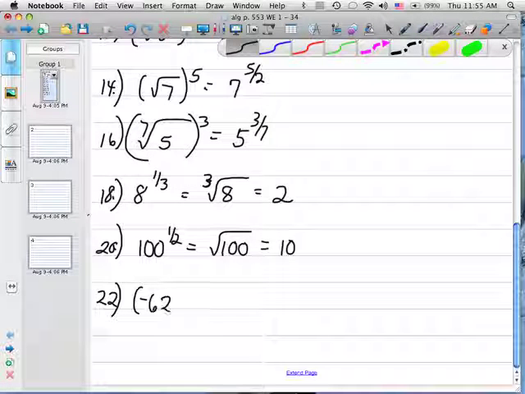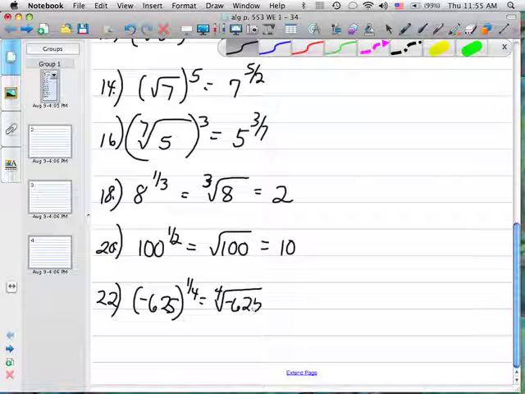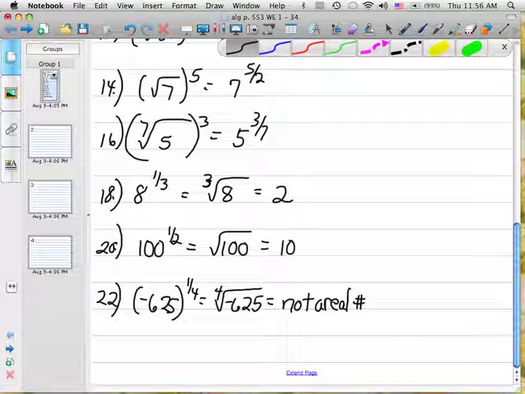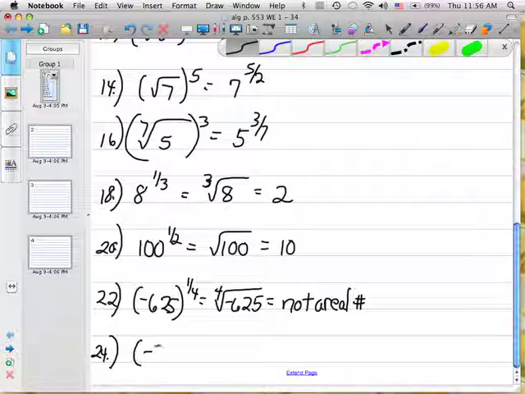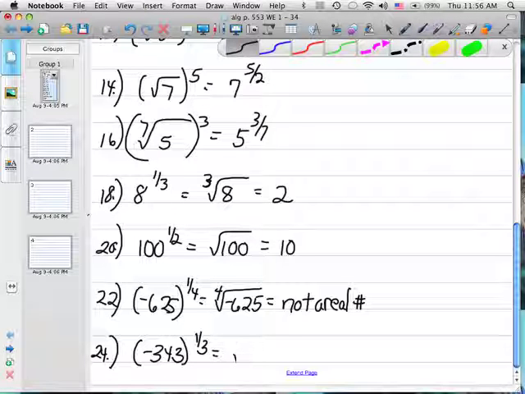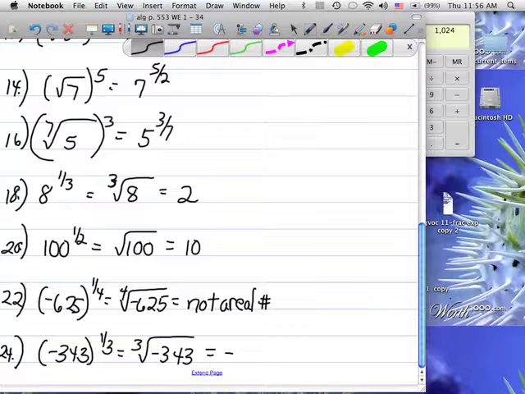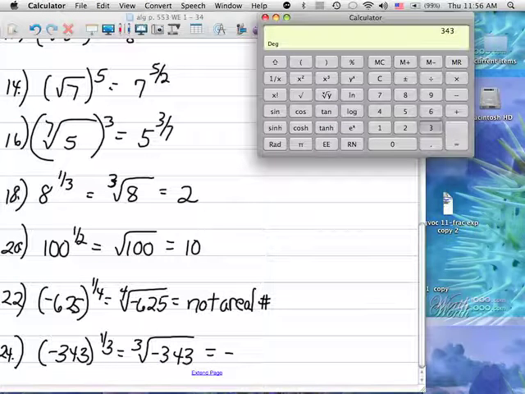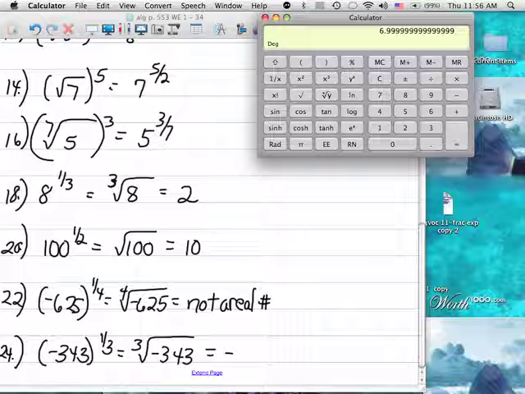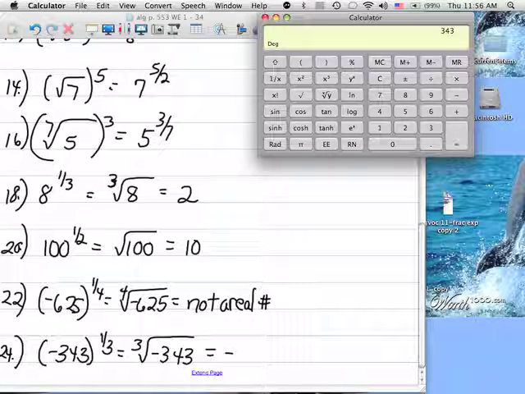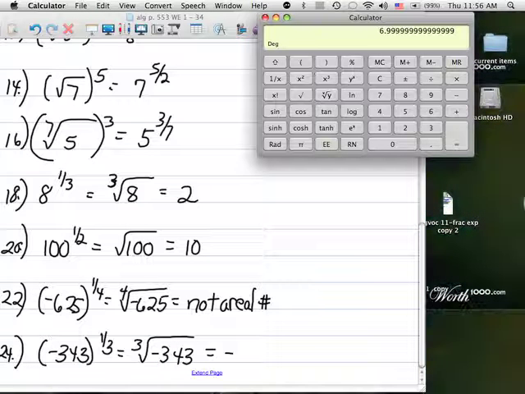22, -625 to the 1/4 power would be the 4th root of -625, but that's an even root, and that's not possible. There's no number multiplied by itself 4 times that gives you a negative value, so not a real number. Number 24, you have -343 to the 1/3 power. That's the cube root of -343, and that does work since it's an odd root. It's going to be -7.